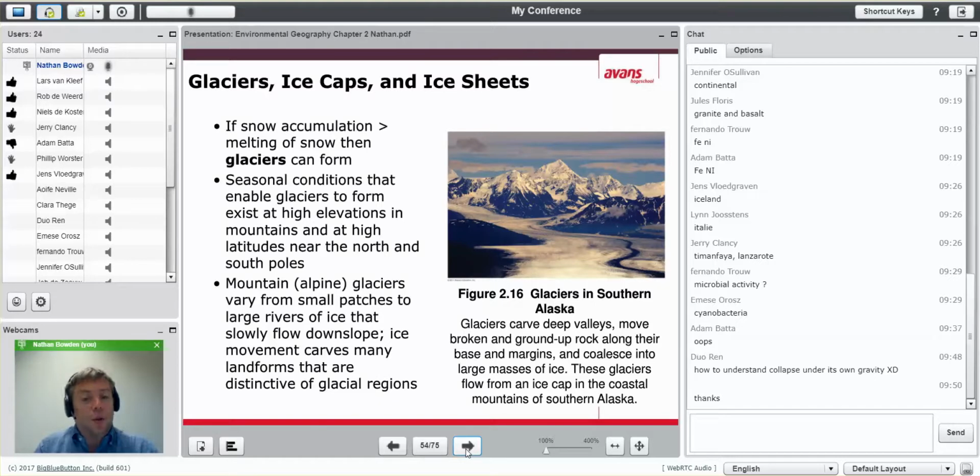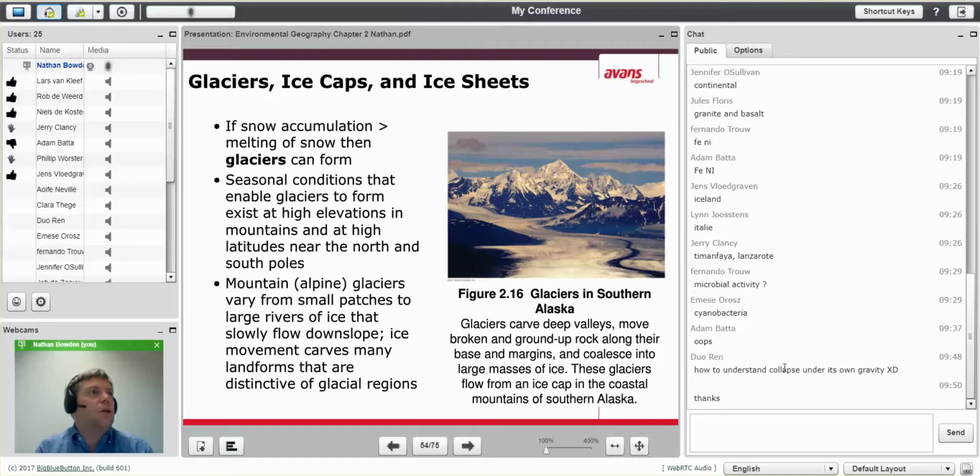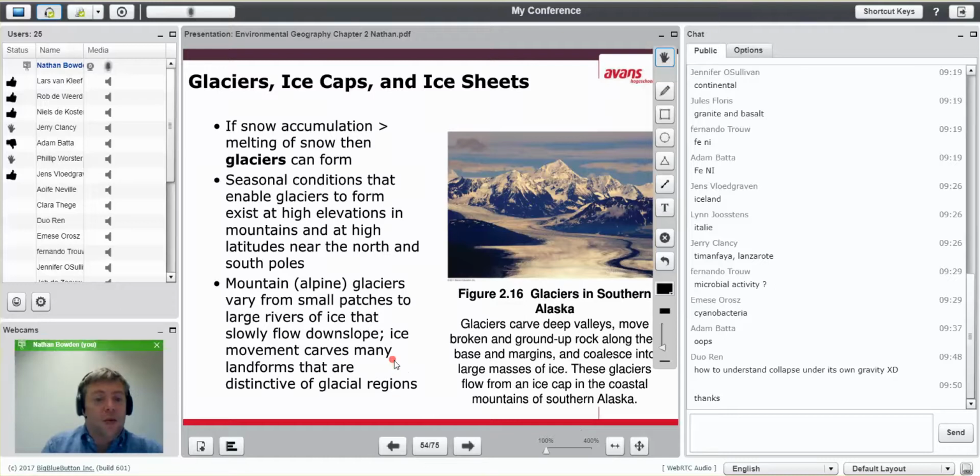Glaciers: if snow accumulates, these form glaciers. You can see there's a glacier in southern Alaska. Seasonal conditions enable glaciers to form at high elevations in mountains or high altitudes. Maybe some of you have been to some glaciers. If you've gone skiing in the Alps, for example, you have glaciers. They form small patches in some places, and in other places very large rivers of ice that slowly flow down slope and carve ravines into mountains.